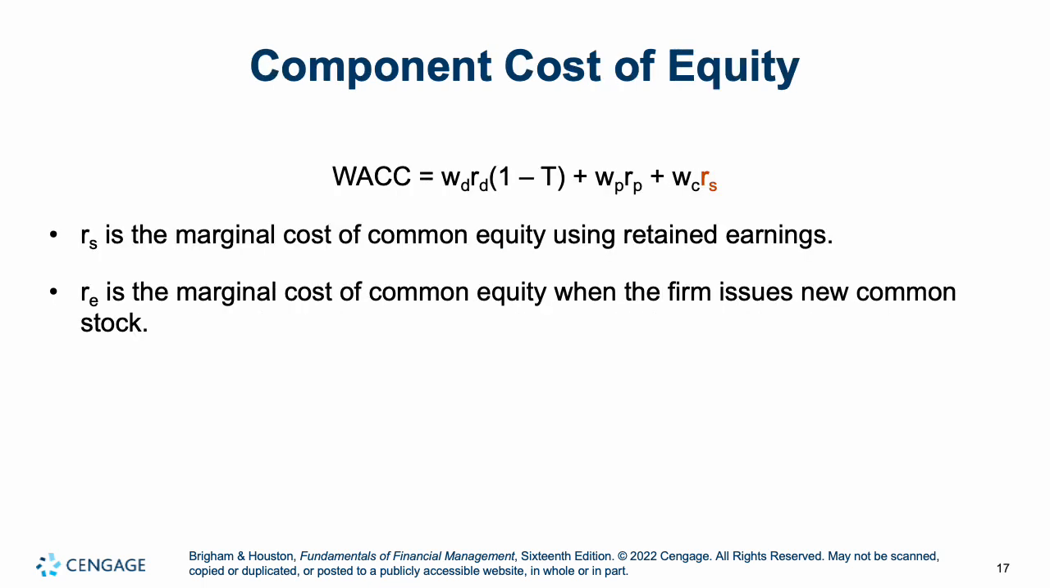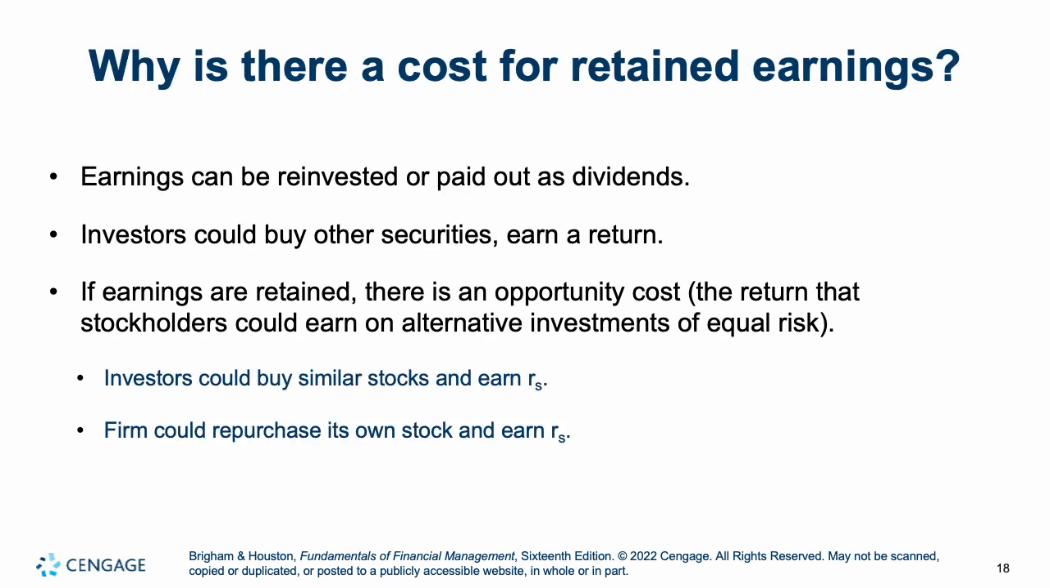Then finally, how are we going to look at equity? Once again, RS is the marginal cost of common equity using retained earnings. RE is the marginal cost of common equity when the firm issues new common stock. And we're going to multiply that by the weight. Why is there a cost for retained earnings? Because retained earnings can be reinvested or paid out as dividends. Investors could buy other securities and earn a return.